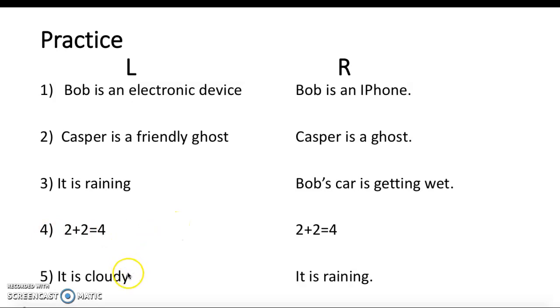Here there's no entailment going from the left to the right. So just because it is cloudy, it does not entail that it is raining. But we have entailment going from right to left, because if it is raining, then that means that it has to be cloudy. So that covers entailment.